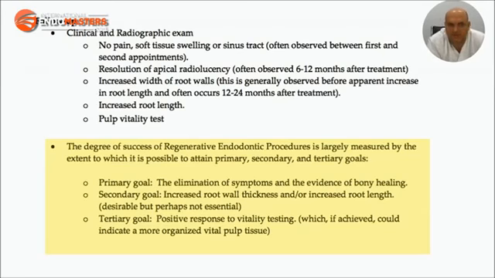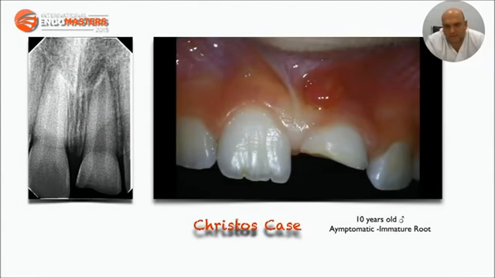You can find this free of charge on the website of the American Association of Endodontists. It's free for everybody. However, if you would like, I could share with you my opinion about my current clinical procedure during the regenerative endodontic approach.